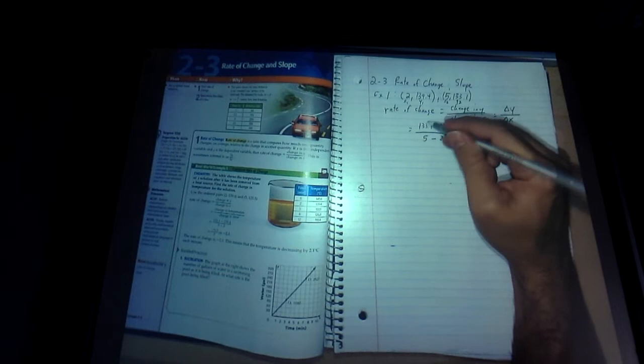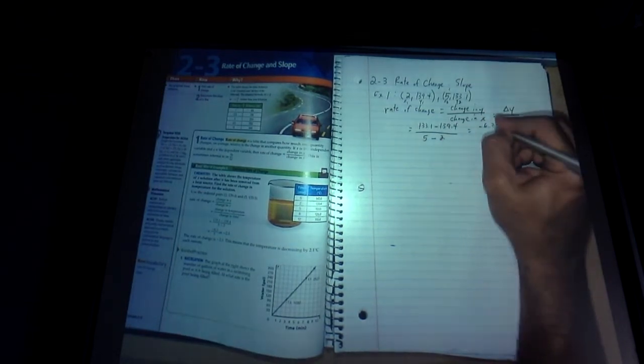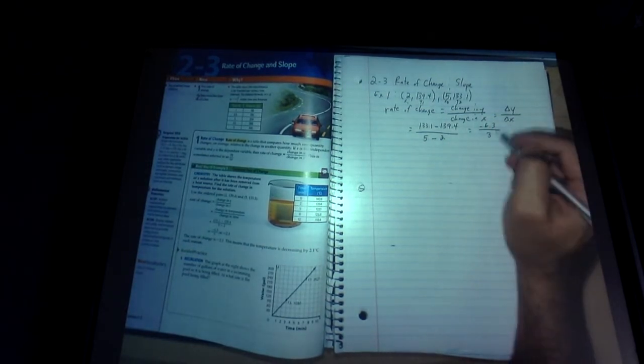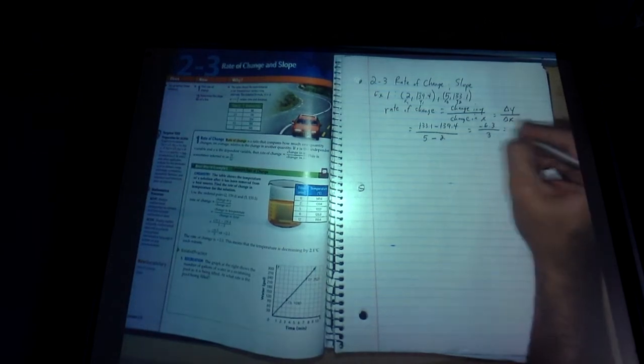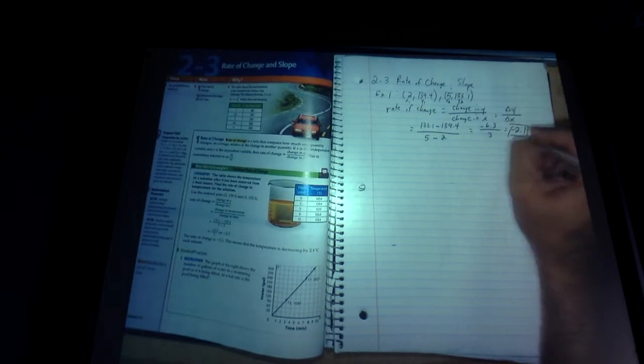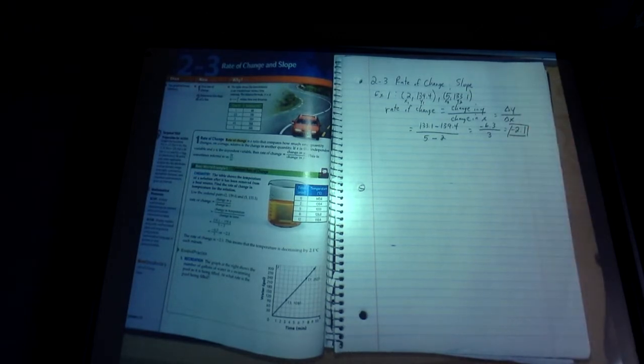If you're not good at it, that's fine, but 133.1 minus 139.4 is negative 6.3, divided by 5 minus 2, which is 3. This divides in there nice and easy. Negative 6.3 divided by 3 is negative 2.1. So we just showed what the rate of change is. Here's what that means for the problem. Every minute that oil or whatever that liquid is sits, it's decreasing in temperature by 2.1, or it's going down. So decreasing, going down, that's our answer right there. That's the rate of change to solve this.